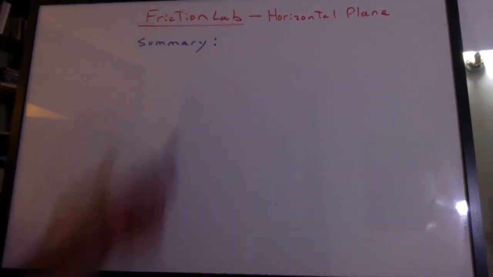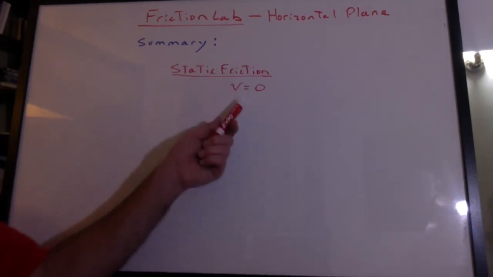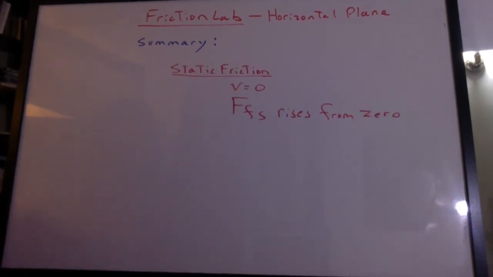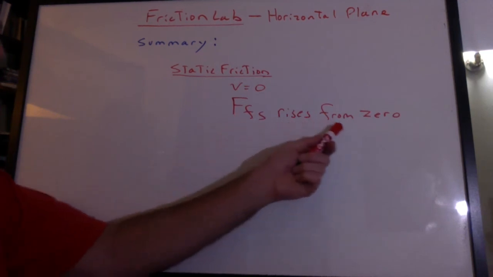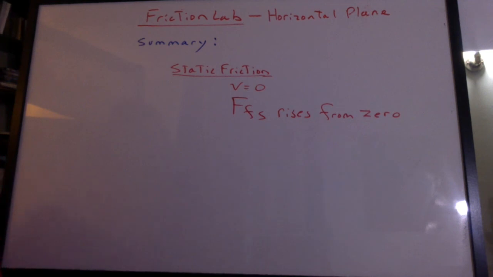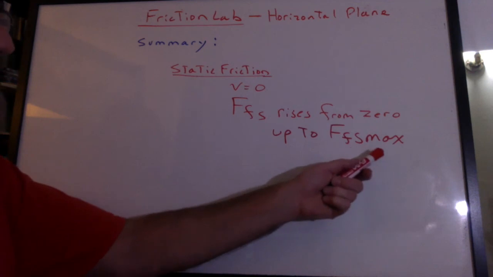Okay, so let's make a quick summary so far. We're dealing with static friction when the velocity is 0. The force of friction static on an object rises from 0 as we push on the object up to some force of friction static maximum.